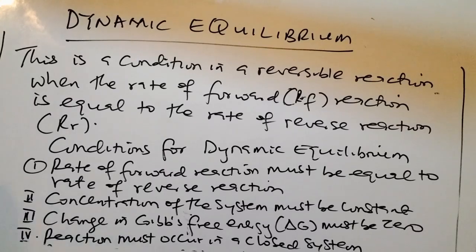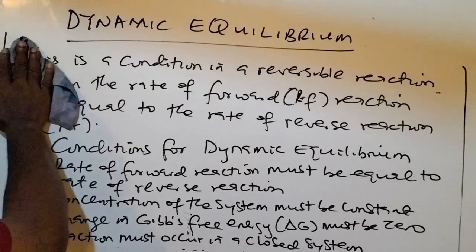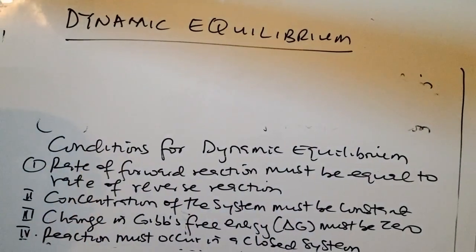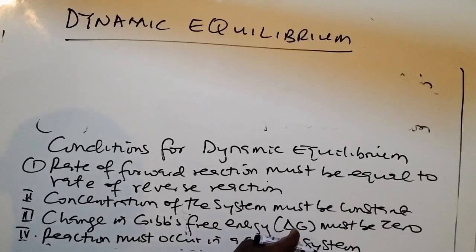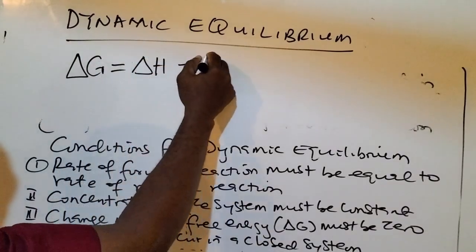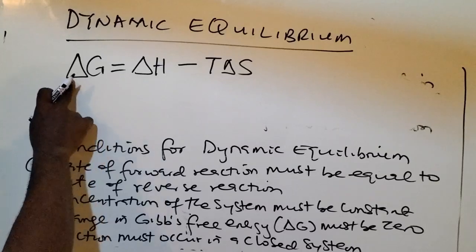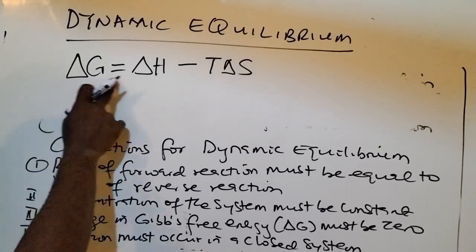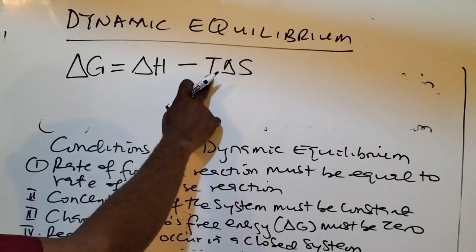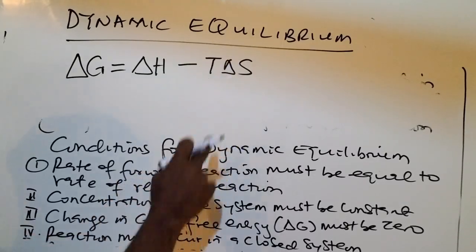The third condition says the change in Gibbs free energy, delta G, must be 0. Gibbs free energy is the energy required to perform work in a thermodynamic system, developed by a man called Gibbs. So the Gibbs energy, given by the formula from thermodynamics, is delta G equals delta H minus T delta S, where delta G is the change in Gibbs energy, delta H is the change in enthalpy or heat of reaction, T is the temperature in Kelvin, and delta S is the change in entropy.